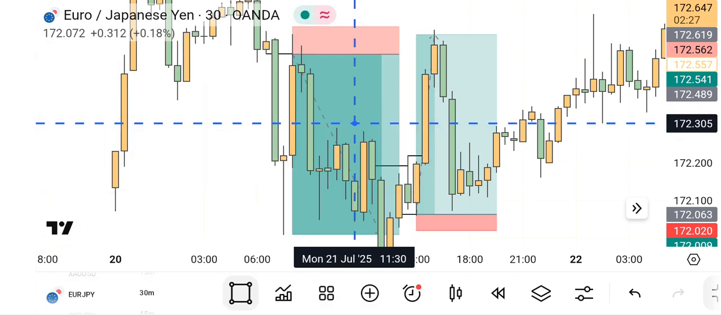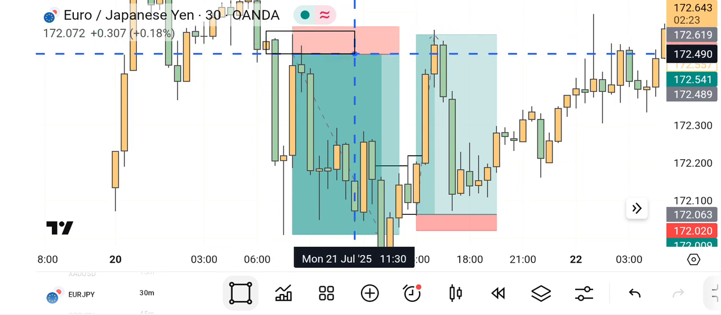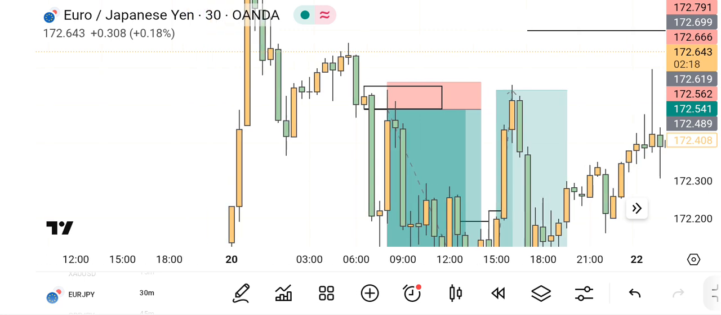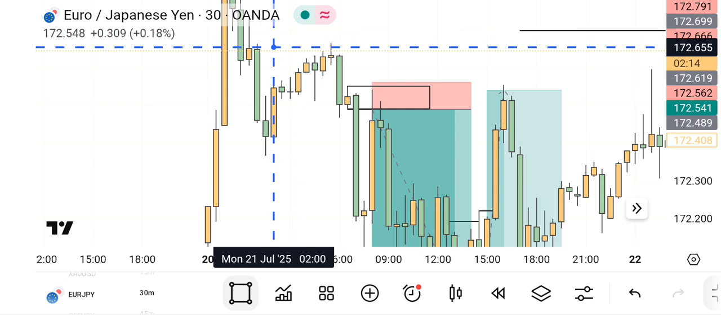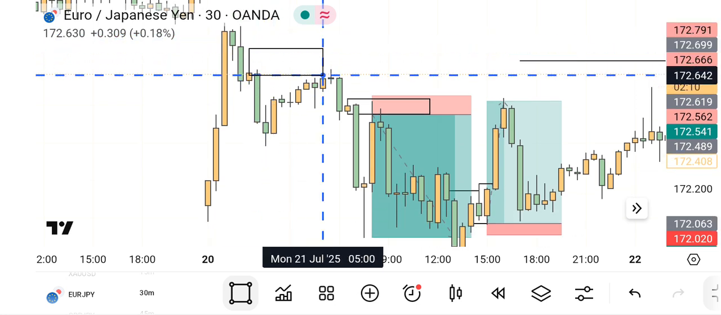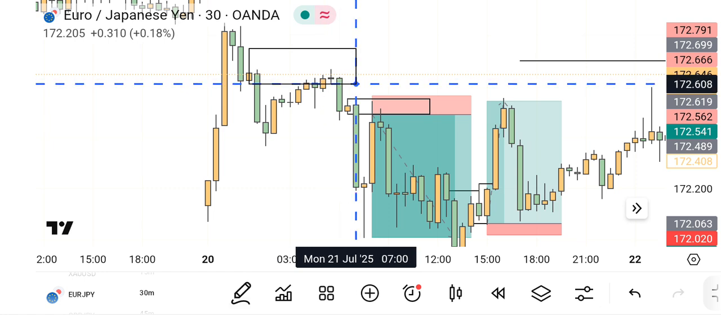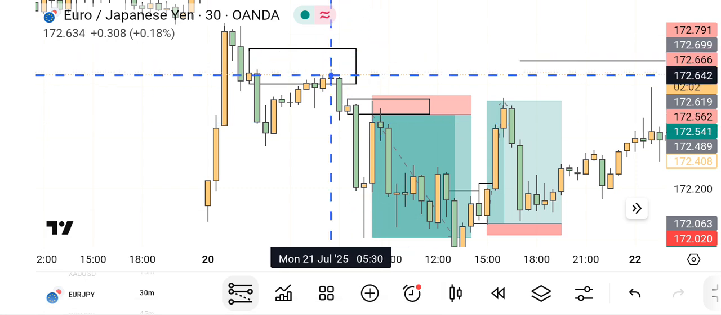You have the supply zone here. I have the supply zone there. And if you look at this zone too, you have the same thing here. So this was one entry for a sell.